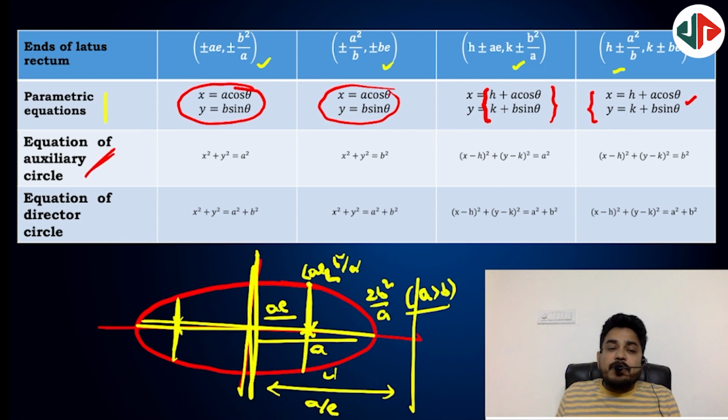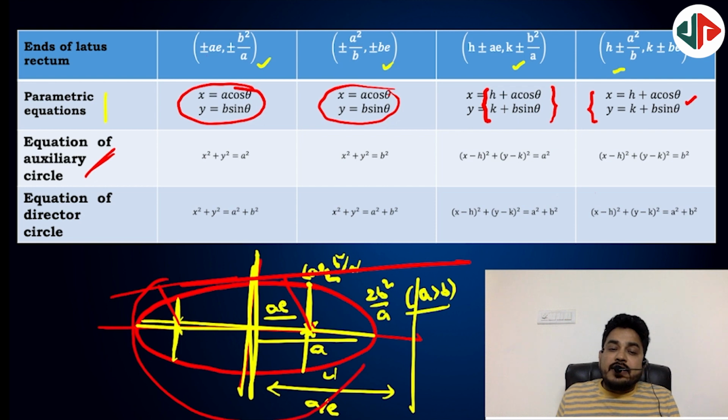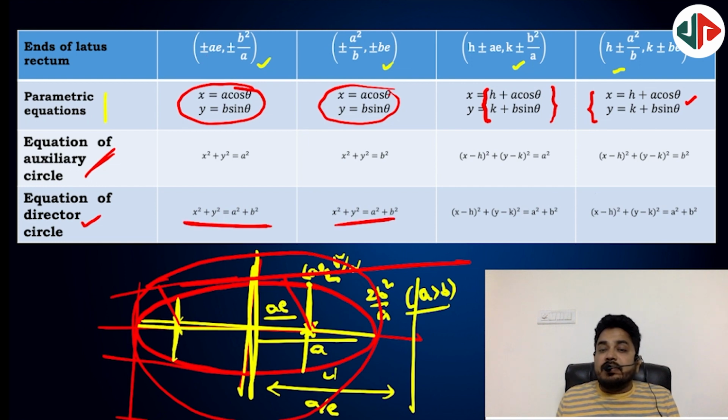Auxiliary circle. What is meant by auxiliary circle? If you take any tangent and draw the foot of the perpendicular from the center or foci to these tangents, you are going to get a circle. This circle is the auxiliary circle. The director circle is the locus of the point of intersection of perpendicular tangents. The director circle is concentric with the given ellipse and its radius will be under root of a square plus b square.